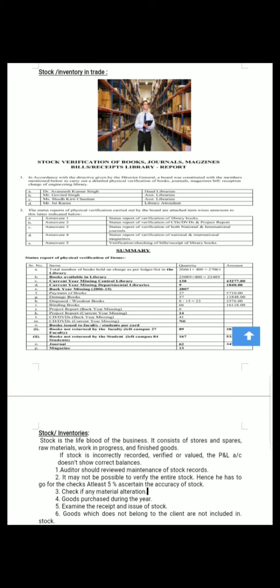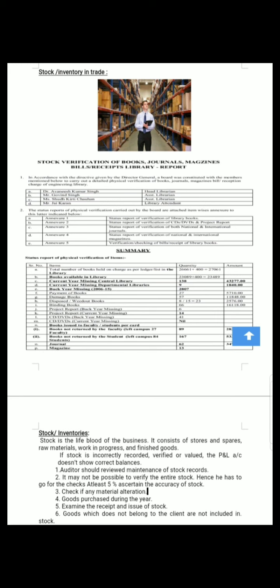Now we will see how the verification of stocks will be done by the auditor. The first one: the auditor should review the maintenance of stock records. Obviously, at the time of verification of the stock, it is a must that the auditor should verify the stock record. What are stock records? Stock records are records which show how much stock is available, how much inventory is available, and how much stock has been issued by the stock department to the purchase department or warehousing, etc. So you need to verify.